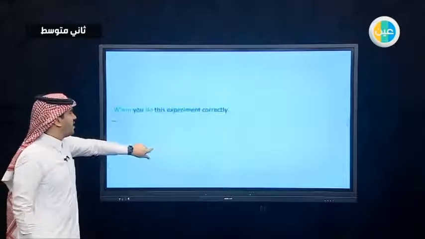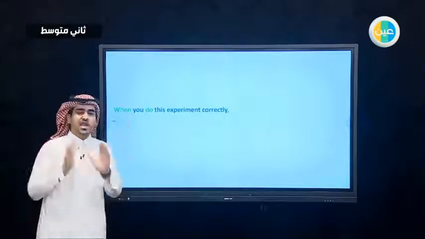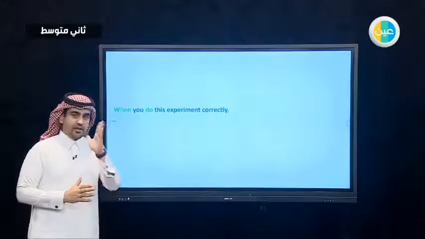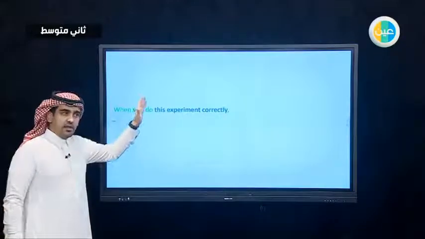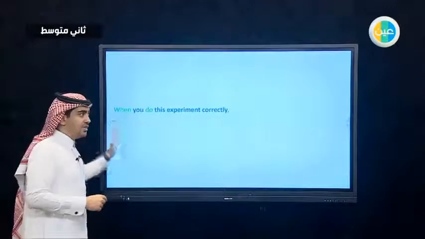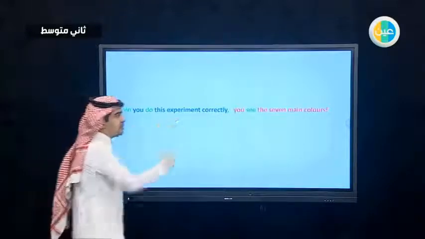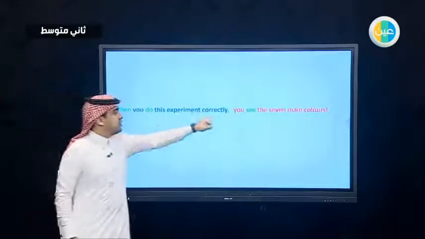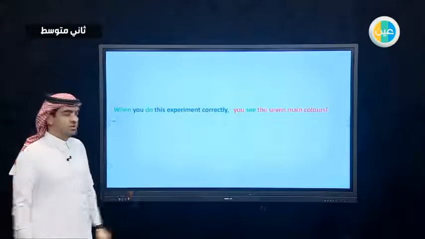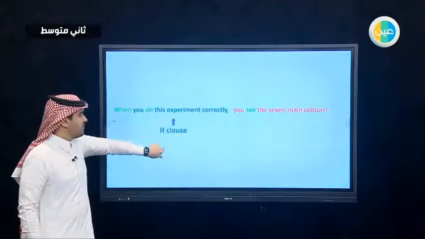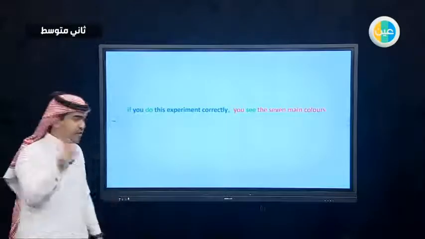There's also one thing using when. You can replace if with when and you have the same meaning. إذا ممكن تستخدم كلمة when ويكون لديك نفس المعنى بالضبط. إذا قمت بهذه التجربة بالشكل الصحيح، انظر إلى الفرق الآن. عندما تقوم بهذه التجربة بالشكل الصحيح، لها نفس المعنى، أليس كذلك؟ So we have the main clause: you see the 7 main colors. When you do this experiment correctly, you see the 7 main colors. So this is also a zero conditional sentence, without using if. This is with using when. This is the if clause, this is the comma, and this is the main clause. So you need to know this trick as well.